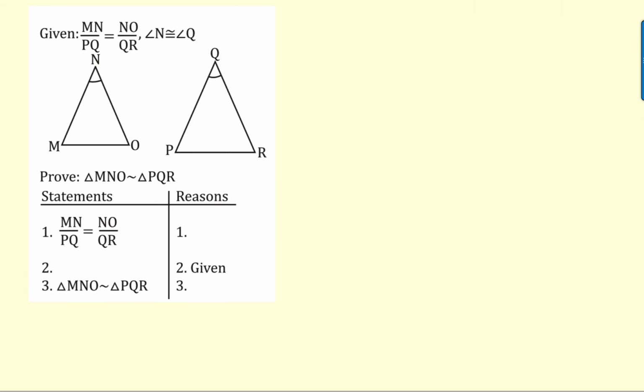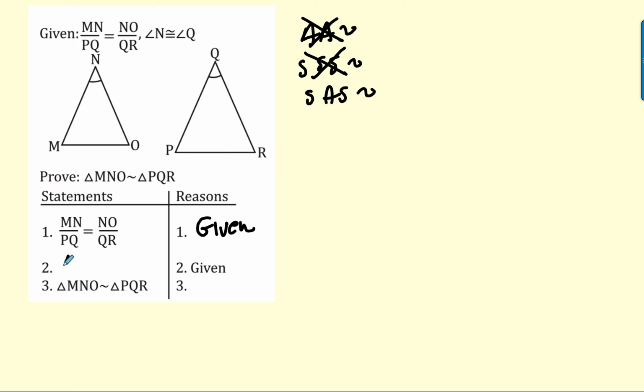Let's look at some proofs here, and remember our three methods are angle-angle similarity, side-side-side similarity, and side-angle-side similarity. I can see I'm not going to be able to use that one. I don't have three sides, so I can't use that one. So it looks like it's side-angle-side similarity. That is given. And then I'm also given angle N is congruent to angle Q, and the method is side-angle-side similarity.